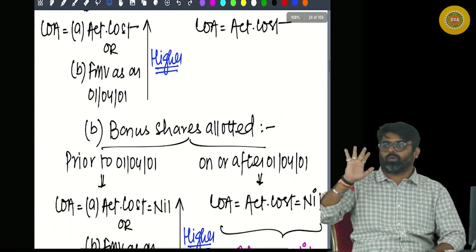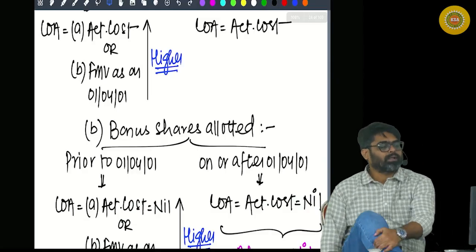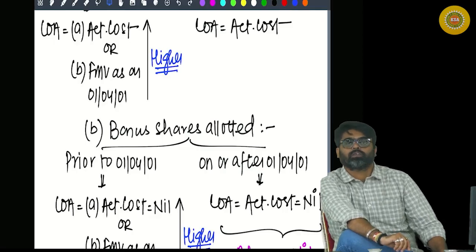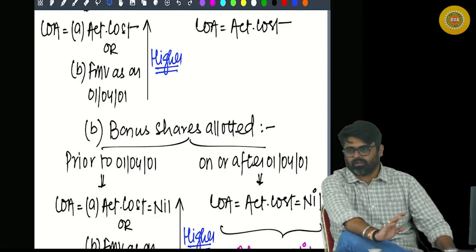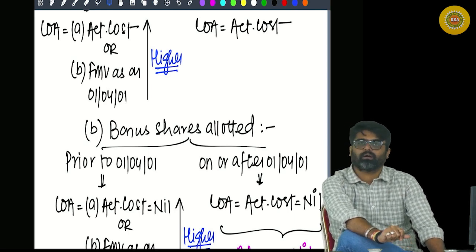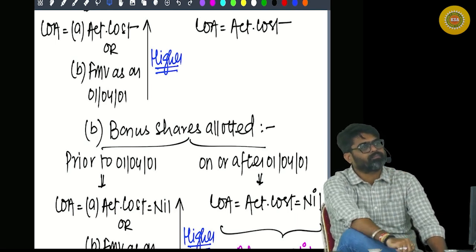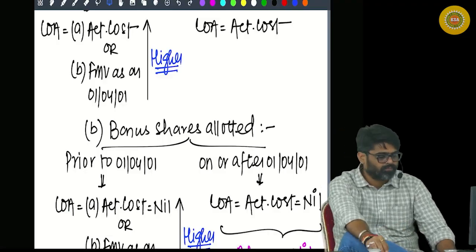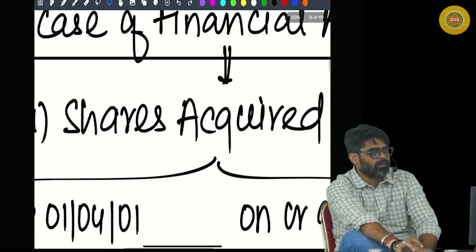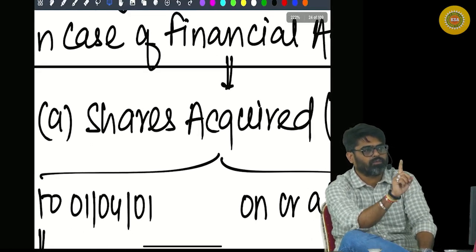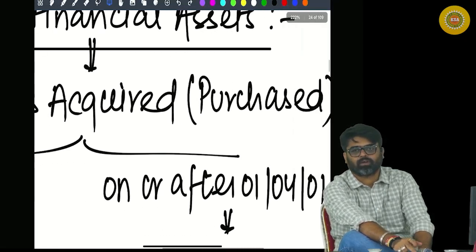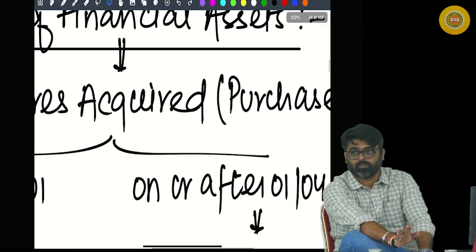Now, say for example, you are an assessee and you have acquired, you have purchased, some assets, some shares of any company, and the company is X Limited. 1000 shares you have acquired. Shares of X Limited. How many shares acquired? Apply some common sense.